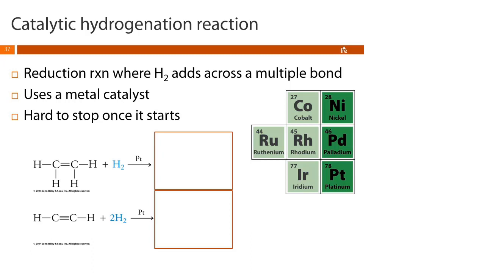This uses a metal catalyst, specifically one of these 7 metals that you see in green here. All of the reactions for this class are pretty much going to use nickel, palladium, or platinum, but these other 4 in the lighter shade of green can be used as well. This reaction is hard to stop once it starts. What I mean by that is, if you have a triple bond and you have an excess of hydrogen gas, you're going to reduce it from a triple bond to a double bond and keep reducing it all the way down to a single bond.